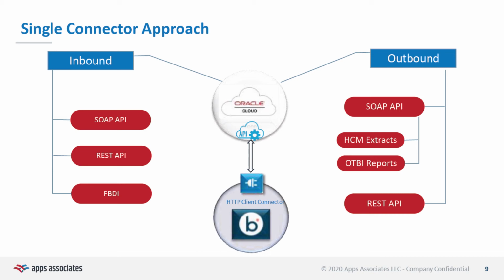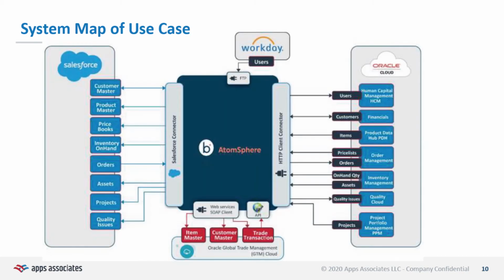You can also do bulk data loads by executing the Oracle file-based import process using the HTTP client connector. With this, you can send an encrypted source file to FBDI by using the Oracle SOAP API. Similarly, you can execute HCM extracts or OTBI reports by calling the Oracle SOAP API via this process. With this approach, you can perform both inbound and outbound integrations with Oracle ERP Cloud using a single HTTP client connector.